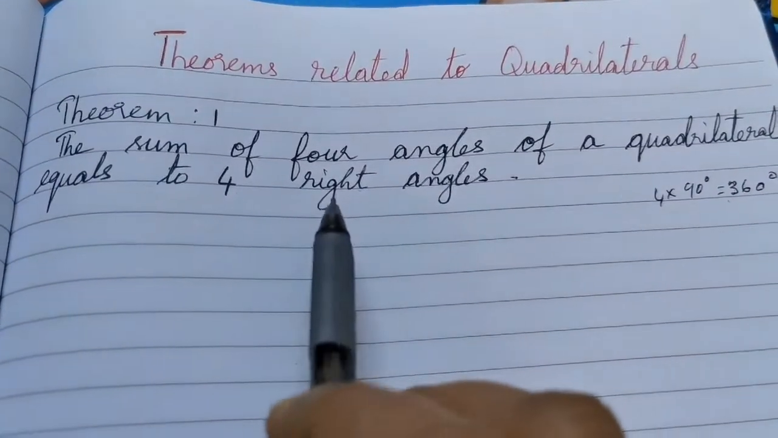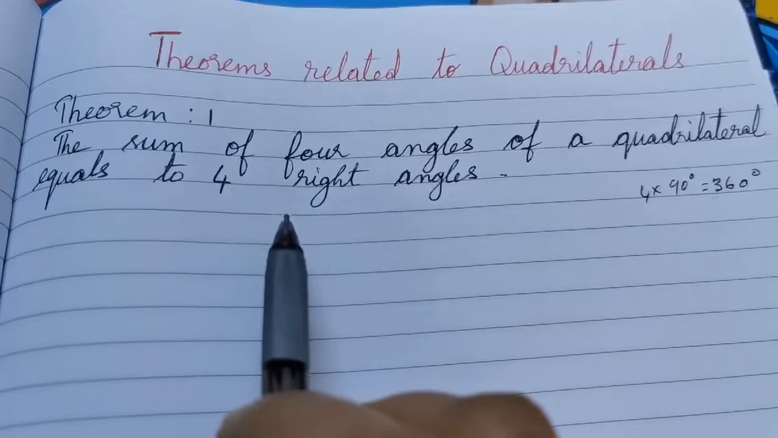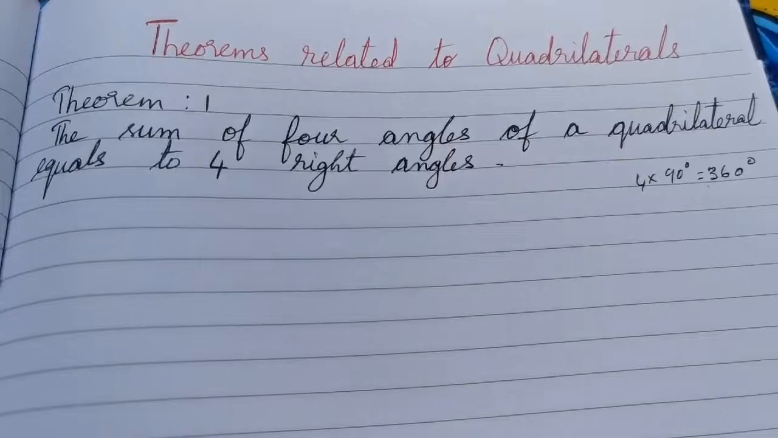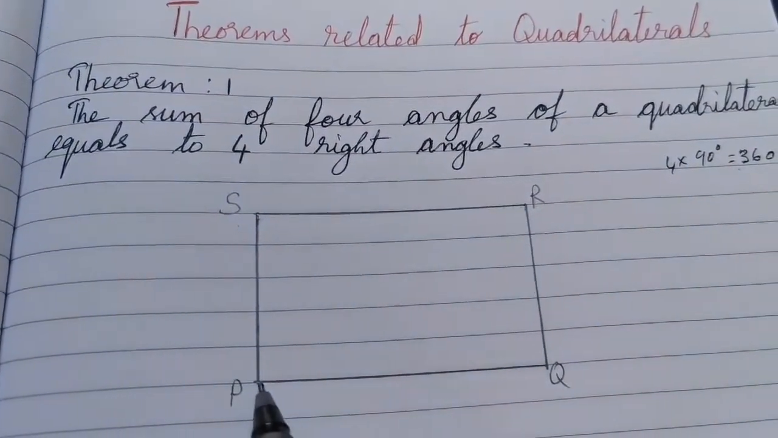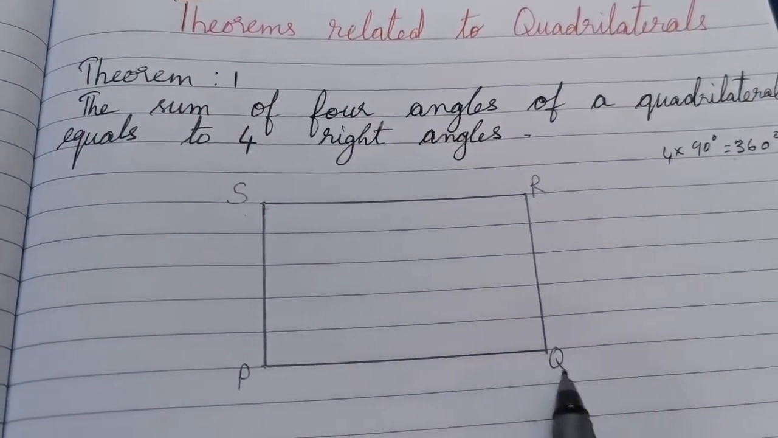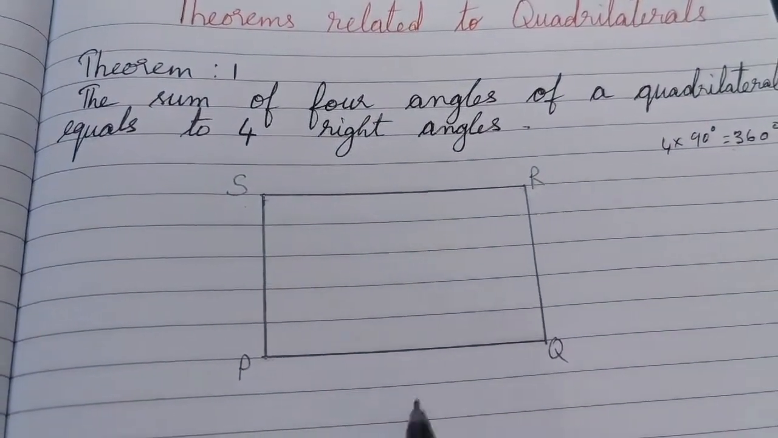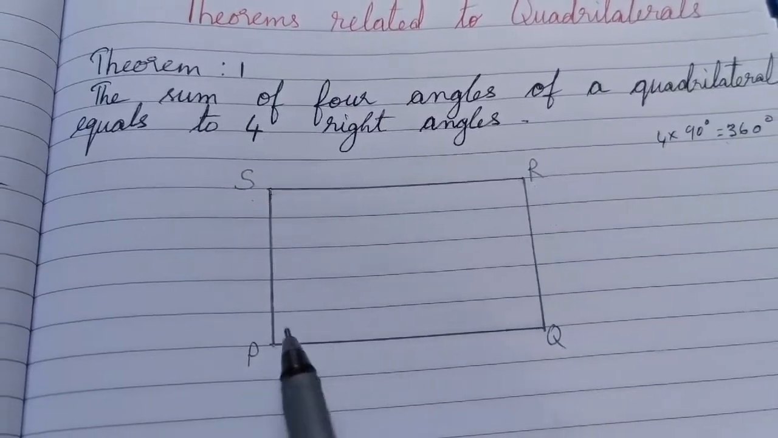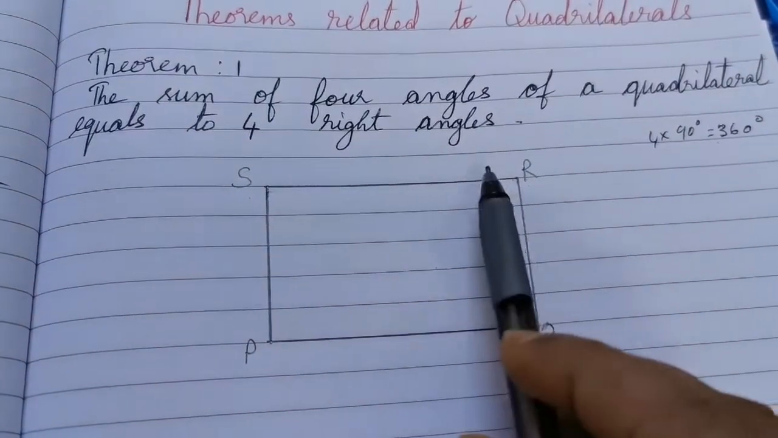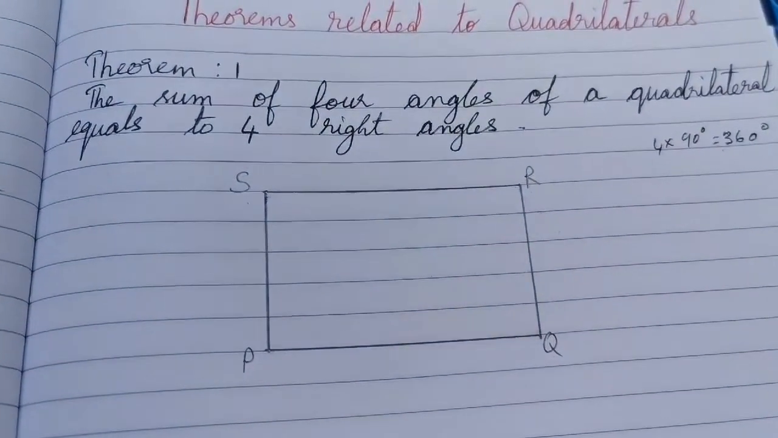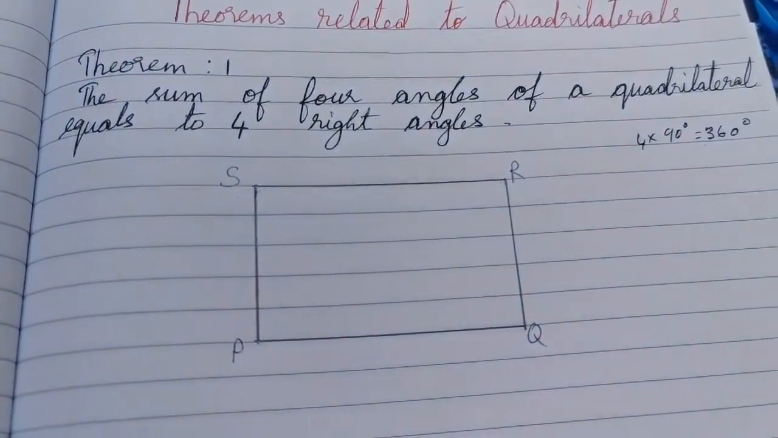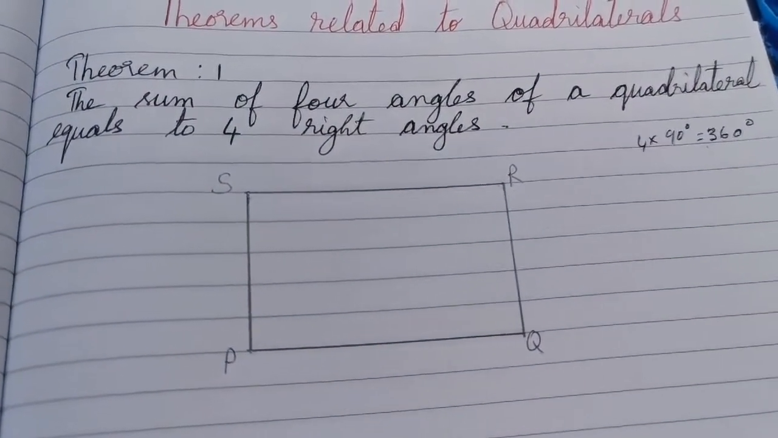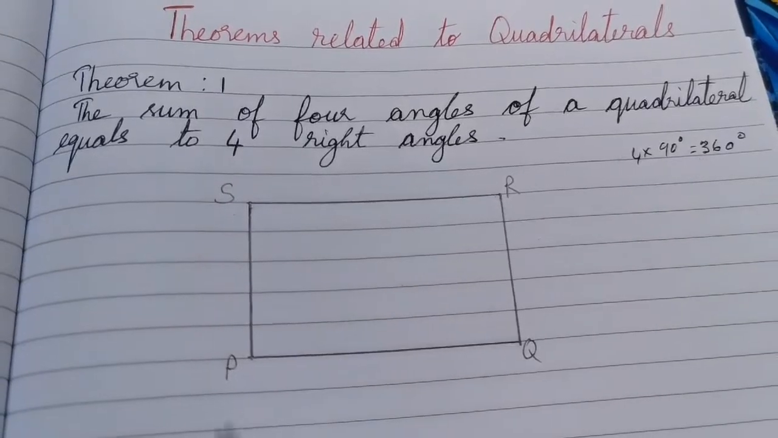So how can we prove this? To start with, we will need to draw a quadrilateral. Here I have a quadrilateral named PQRS. I have to prove that angle P plus angle Q plus angle R plus angle S is equal to 360 degrees. The sum of the 4 angles should be 360 degrees. So how can we prove this?